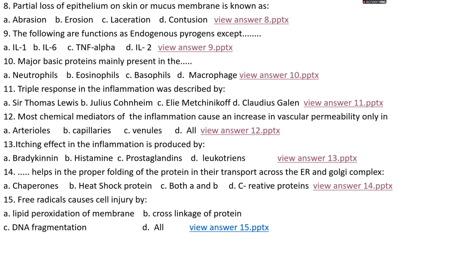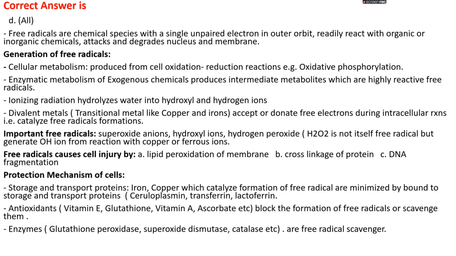Question number 15. Free radicals cause cell injury by: option A, lipid peroxidation of the membrane; option B, cross linkage of protein; option C, DNA fragmentation; or option D, all. The right answer is option D, that is all. Free radicals are chemical species having a single unpaired electron in their outermost orbit. They readily react with organic or inorganic chemicals and attack and degrade nucleus and membrane.